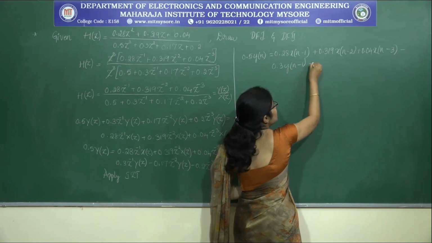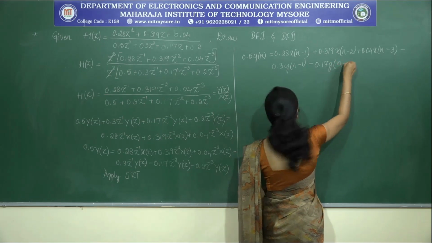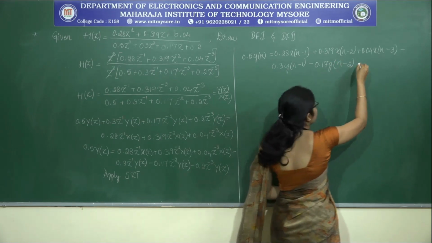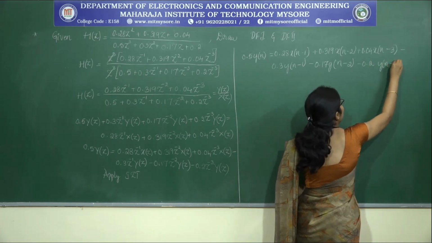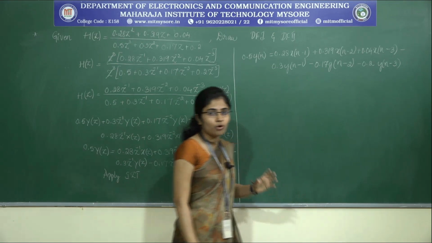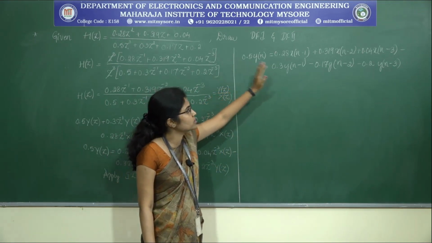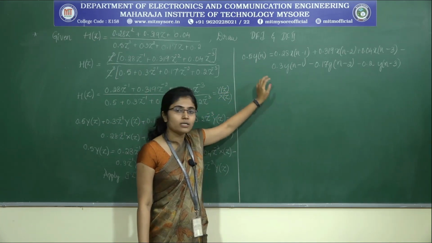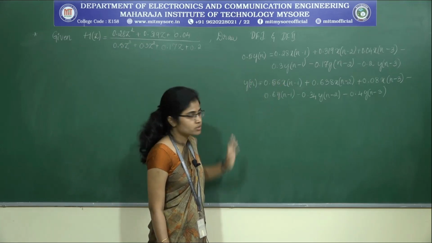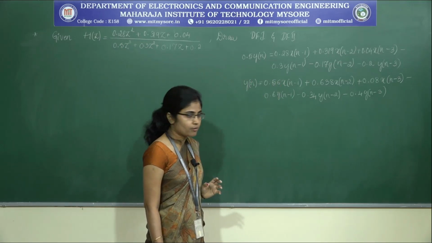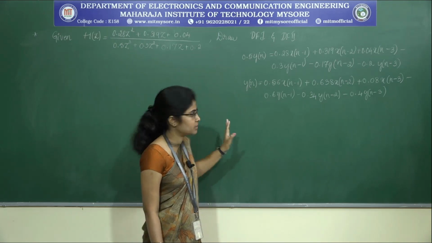The next term is minus 0.17 into y of n minus 2, and the last term is minus 0.2 into y of n minus 3. So now I want only y of n to be on the left hand side. So let us move 0.5 towards the right hand side and see what the equation for y of n is. After moving 0.5 towards the right hand side, this is the expression for y of n. Here we know y of n is nothing but the output, and x of n is nothing but the input.